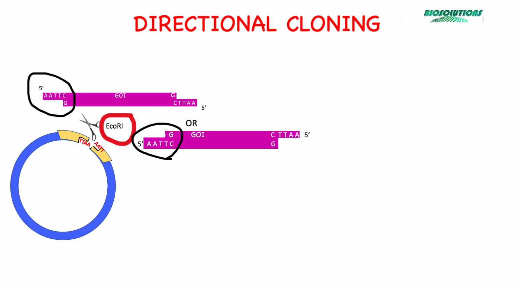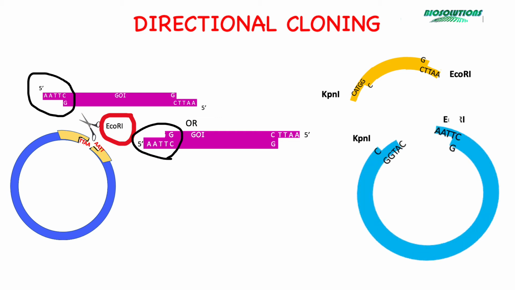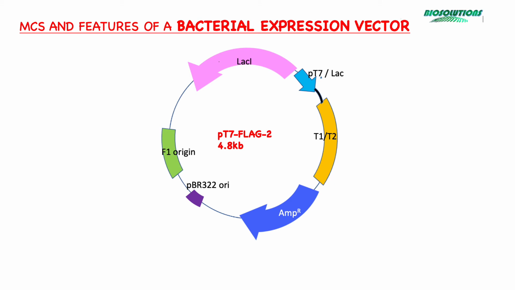Therefore, directional cloning is a good strategy in which we use two non-compatible restriction enzymes like KPN1 and EcoR1 shown here and cut both GOI and the vector with these two enzymes. This will only allow the GOI to insert into the vector in one direction only. Let's talk of expression vectors now.